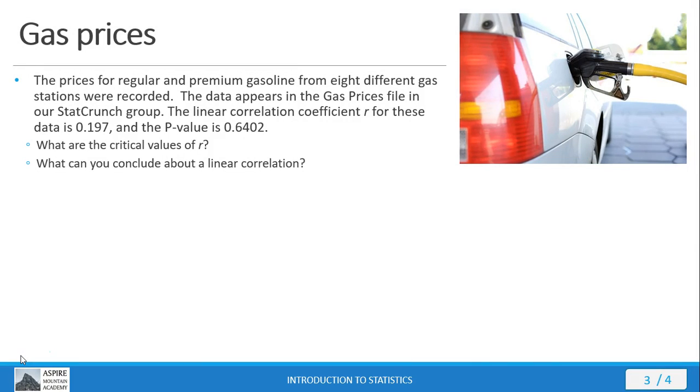Let's look at an example problem to demonstrate this concept. We'll work it using critical R values and then use the p-value to see whether we reach the same conclusion. Here we have prices for regular and premium gas at 8 different gas stations. You can find the data in our StatCrunch group, but all you need to know for this problem is that we have a linear correlation coefficient of 0.197 and a p-value of 0.6402.